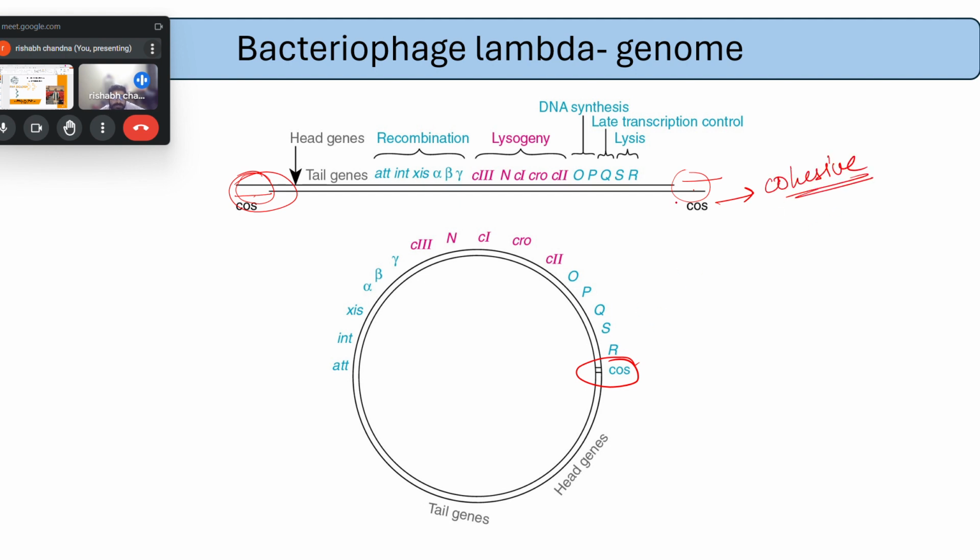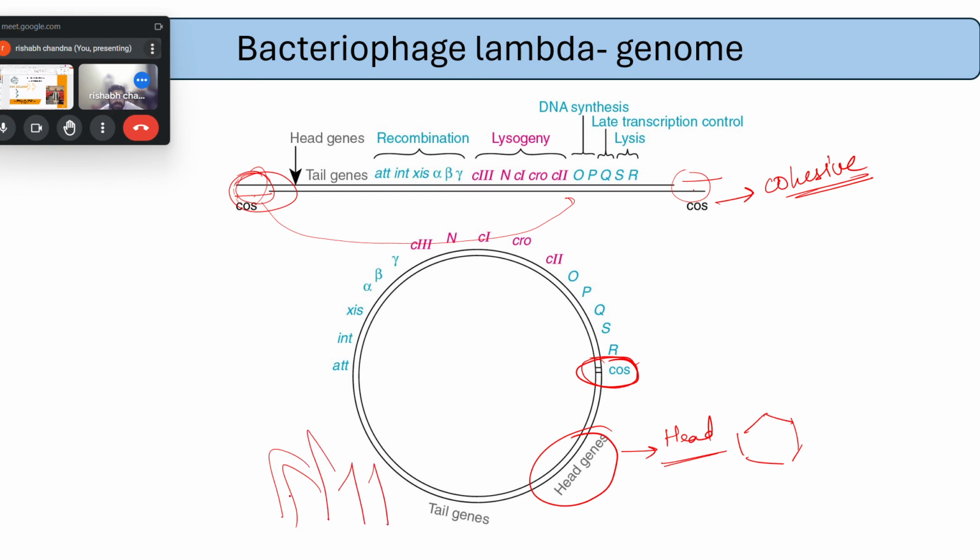Okay, so this has complementarity with this particular sequence so that they can circularize while replication. So this is the thing that happens while replication. This cos site is formed. Okay, now it has head genes. So these particular genes code for proteins involved in head synthesis, that is this kind of structure. Okay, the tail genes, as you have seen in that, it produces tail kind of structure that helps in adherence to the bacterial cell.